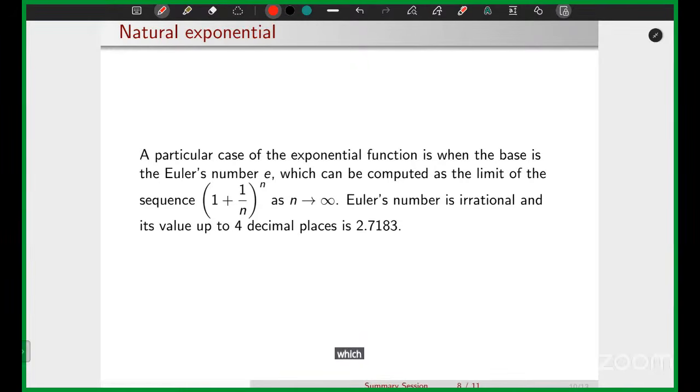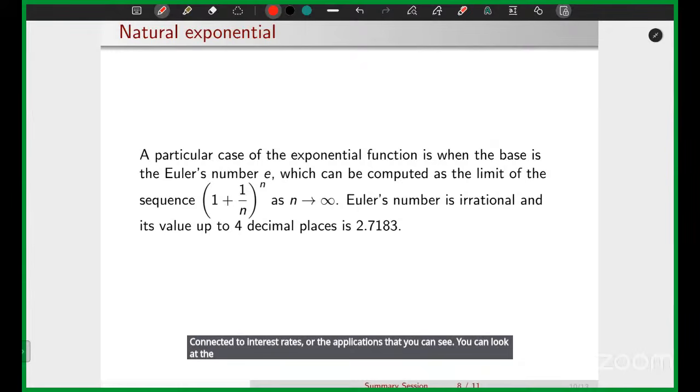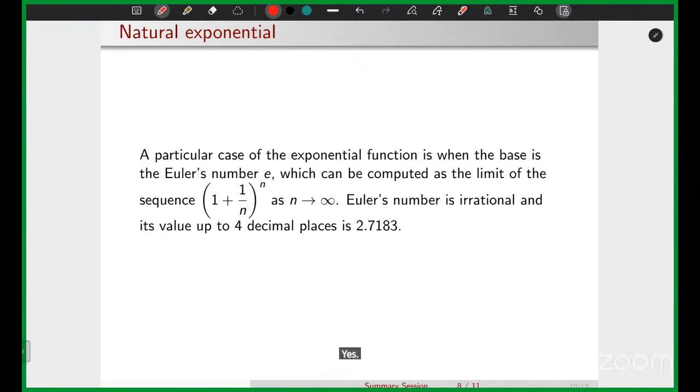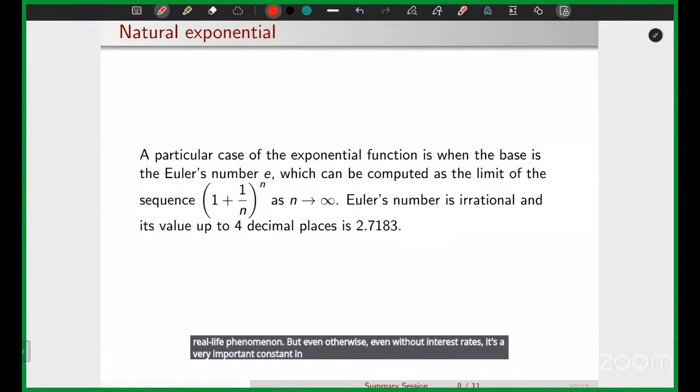which is connected to interest rates or the applications there. You can look at the prof's video also. He has explained how it is linked to some real life phenomenon. But even otherwise, even without interest rates, it's a very important constant in mathematics. It arises in many places.